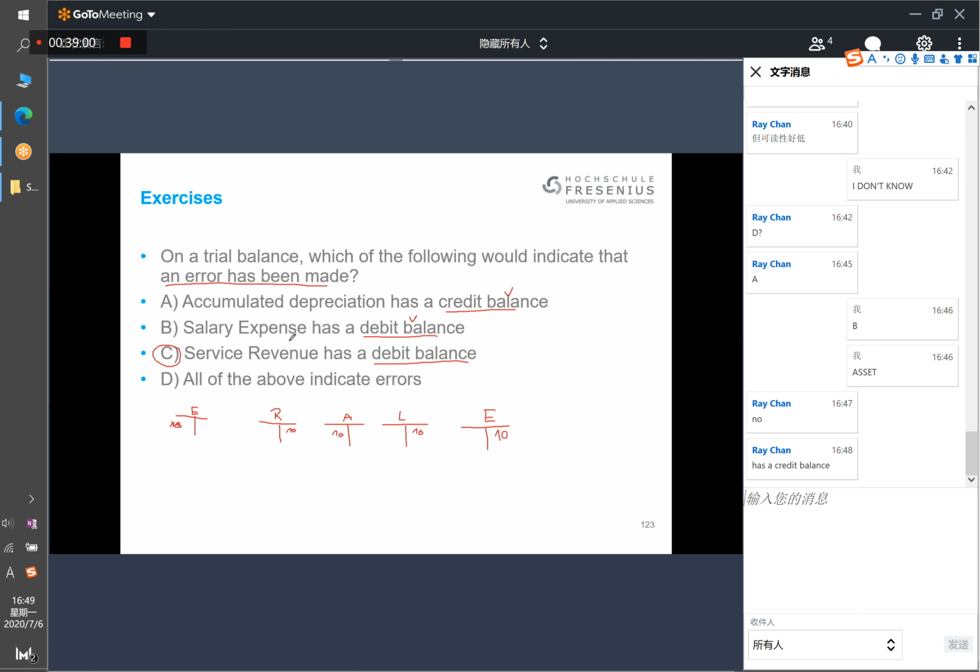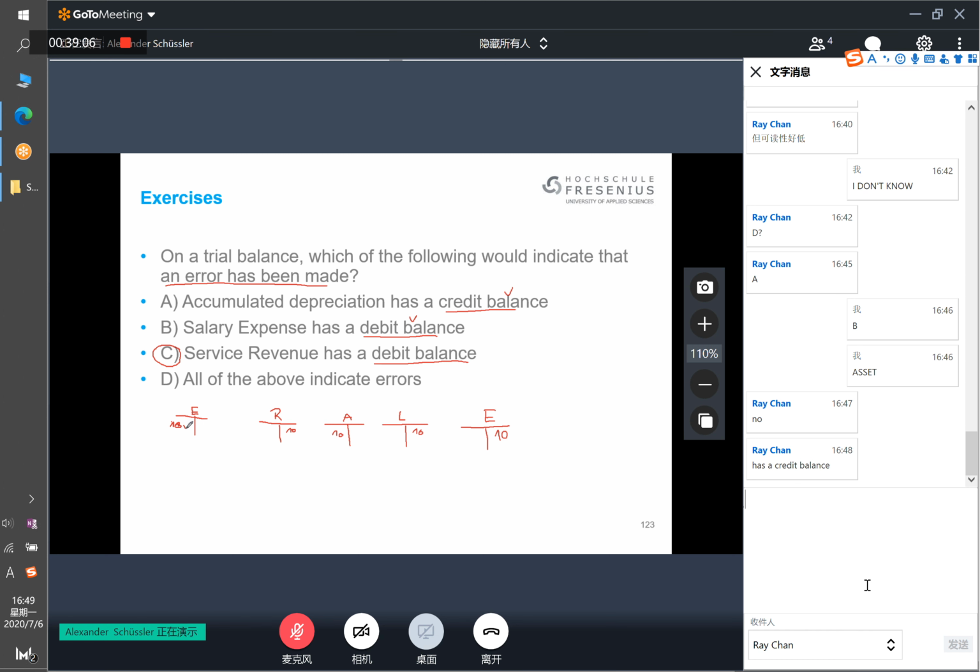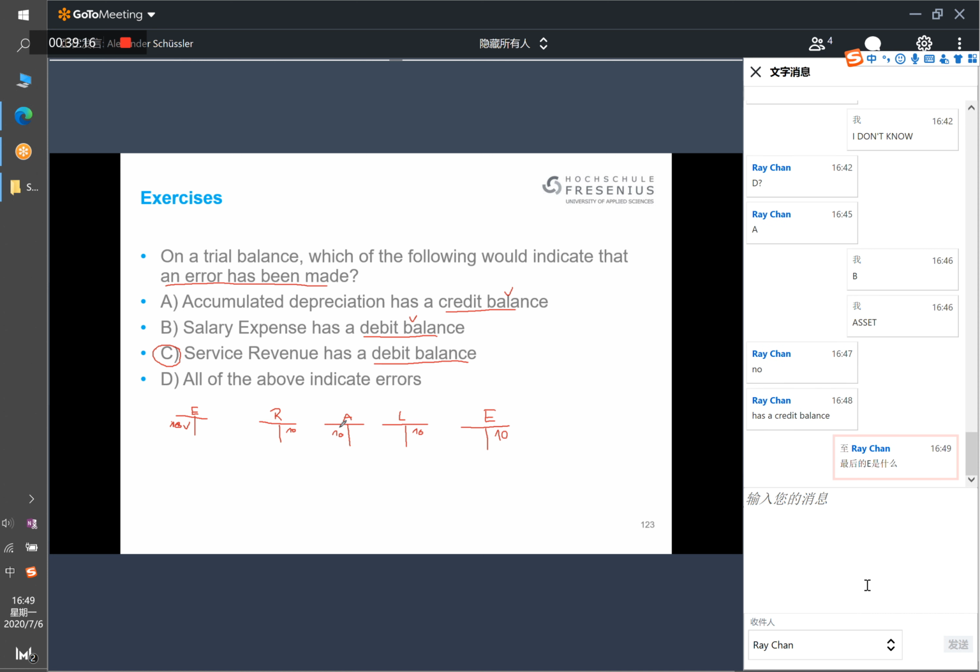So salary expense is an expense. Debit is correct. Accumulated depreciation has a credit balance. It's an asset, but it's a contra account, and contra account means it is a minus. For example, it reduces the book value of the asset. It goes in with a minus. That's why a credit balance is correct.